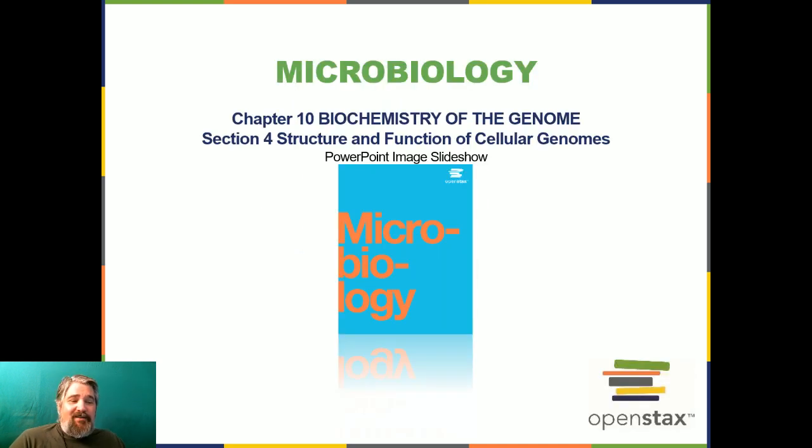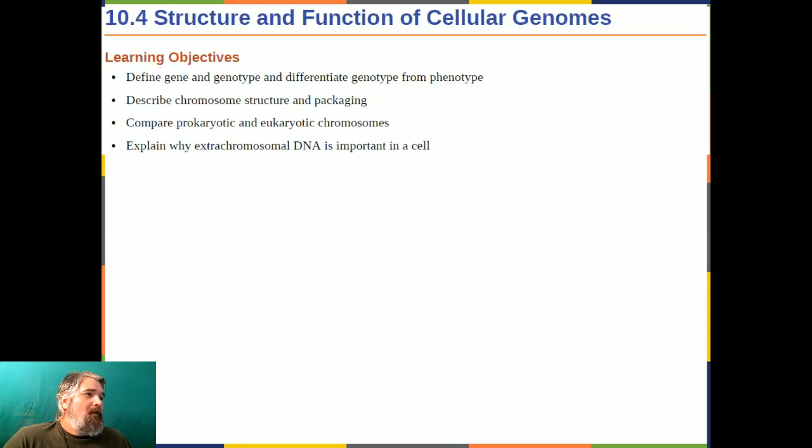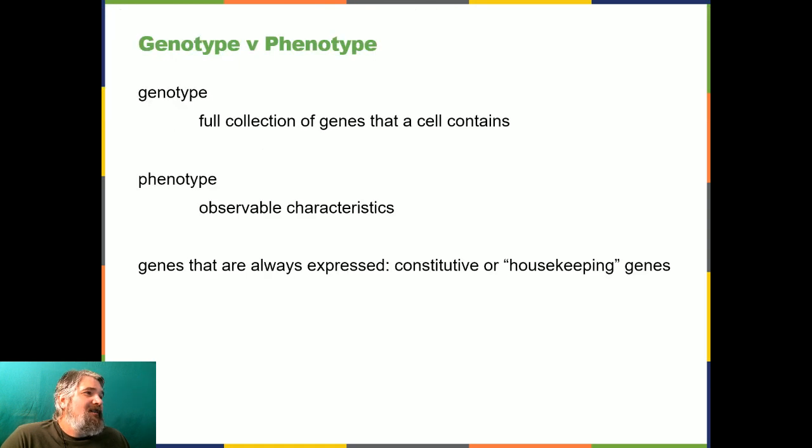All right, so section 4, structure and function of cellular genomes. Gene versus genotype, and differentiate genotype from phenotype. Chromosome structure and packaging, describe that. Compare prokaryotic and eukaryotic chromosomes. Explain why extrachromosomal DNA is important in a cell.